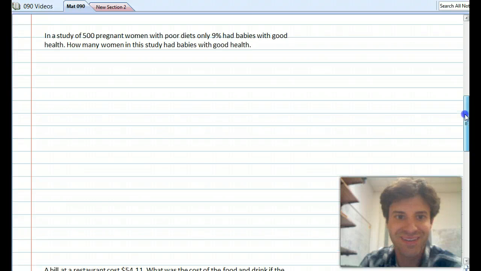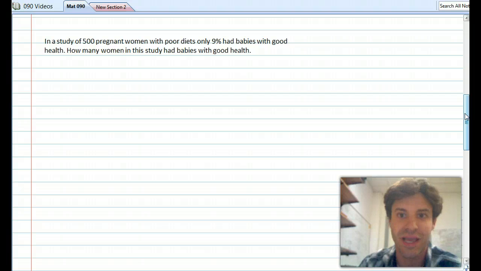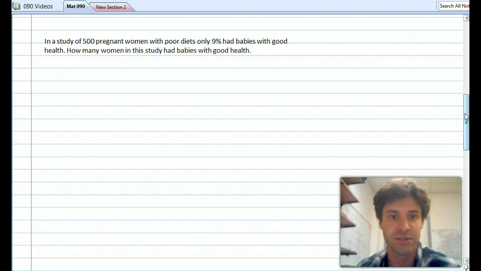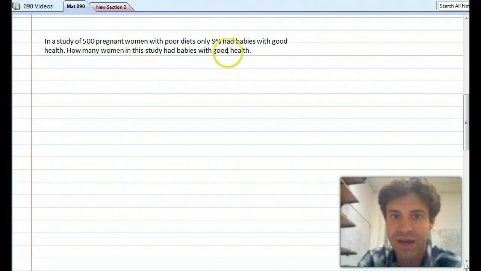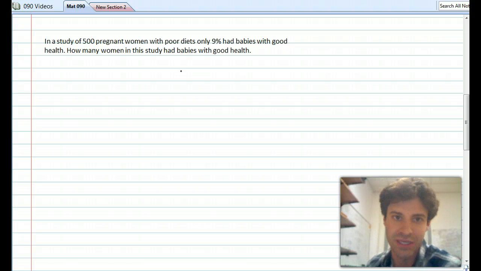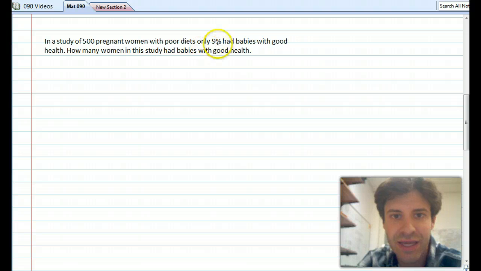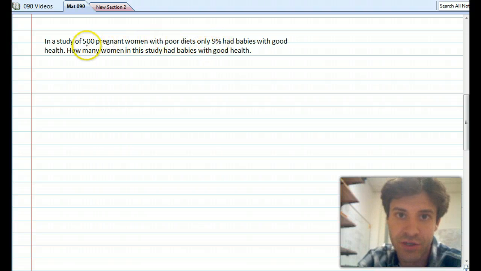In a study of 500 pregnant women with poor diets, only 9% had babies with good health. How many women in this study had babies with good health? So the goal here again is to get this more complicated sentence down to a much simpler sentence that we can solve using mathematics. See if you can come up with that simpler sentence. Okay, if you think about it for a little while, really what they're asking is, what is 9% of 500?